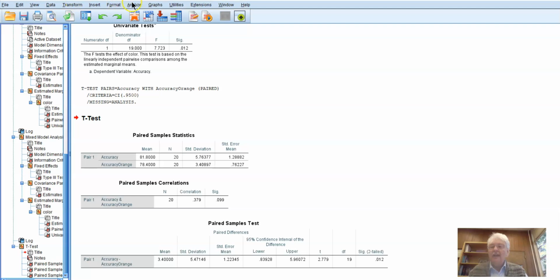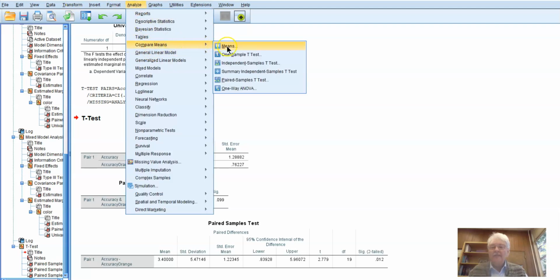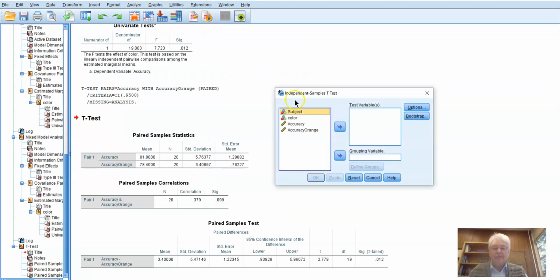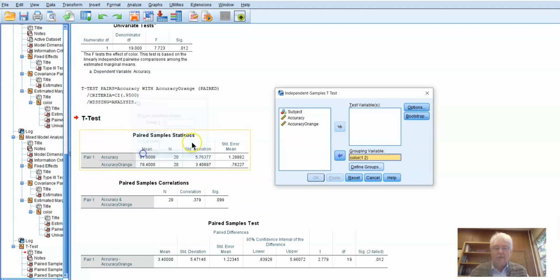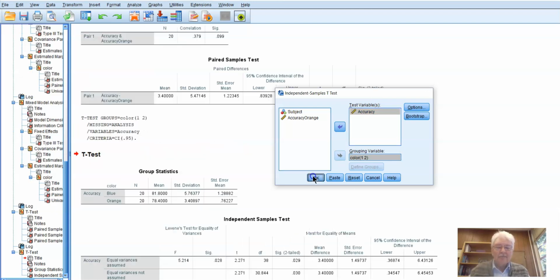Let's go ahead and do compare means and independent samples t-test. We have color, and that is, define our groups, 1, 2, and we're just going to do accuracy now because now we're doing that straight, that whole row. We're doing all the people that are blues, and we're pretending like they're not paired. They're not paired. We're treating blue and orange days as independent variables. See what we get.